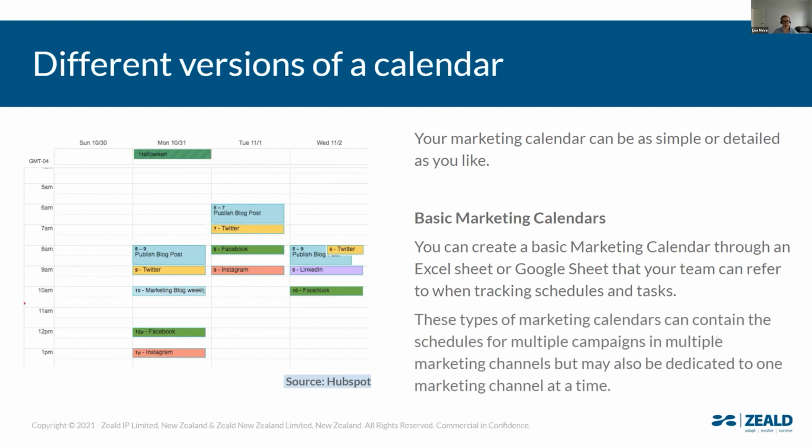These types of marketing calendars can contain the schedules for multiple campaigns and multiple marketing channels, but may also be dedicated to one marketing channel at a time. So another way you could do it is you could have a separate calendar for each of your marketing channels, especially if you've got different people working on them, and then they can own that calendar and make sure everything's planned out and know the exact tasks they need.